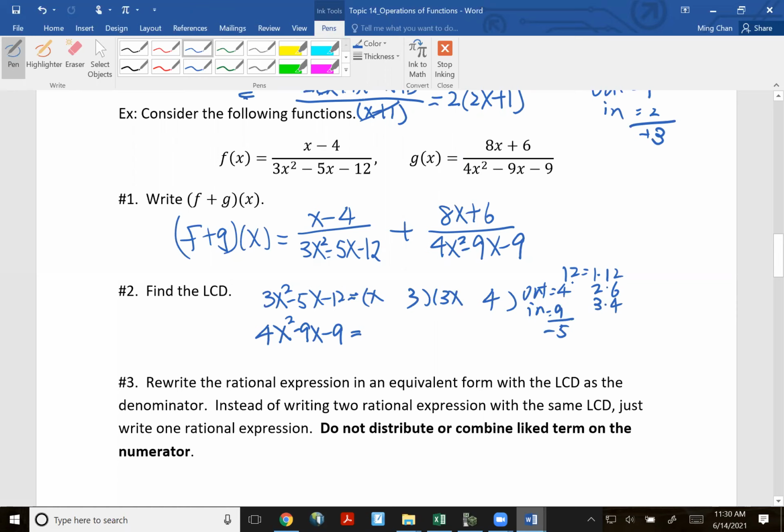So my last sign tells me the choice is 1 positive, 1 negative. So I need negative 9 and positive 4. So the outer needs to be positive, the inner needs to be negative 9. Positive 4, negative 9. Negative 5 in the middle.